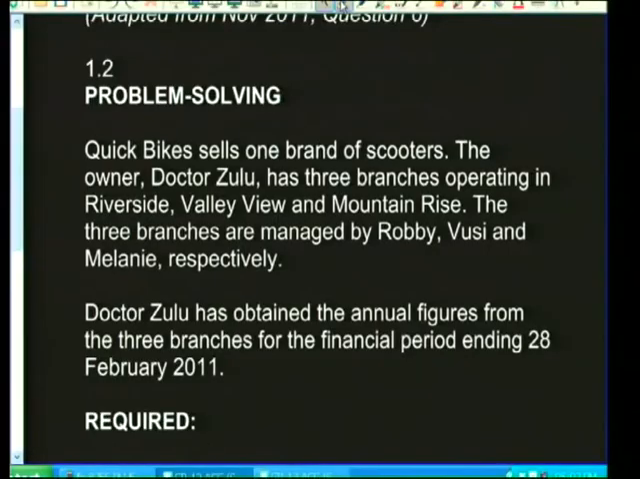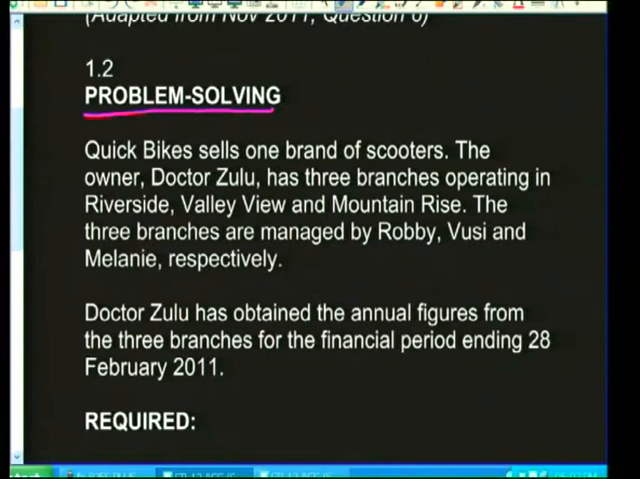Welcome back. We've only got one more question to do, so let's have a look at this question carefully. You'll see that this question relates to problem solving. You're likely to get a problem solving question in your final exam. So let's read the information and see what we have to do.